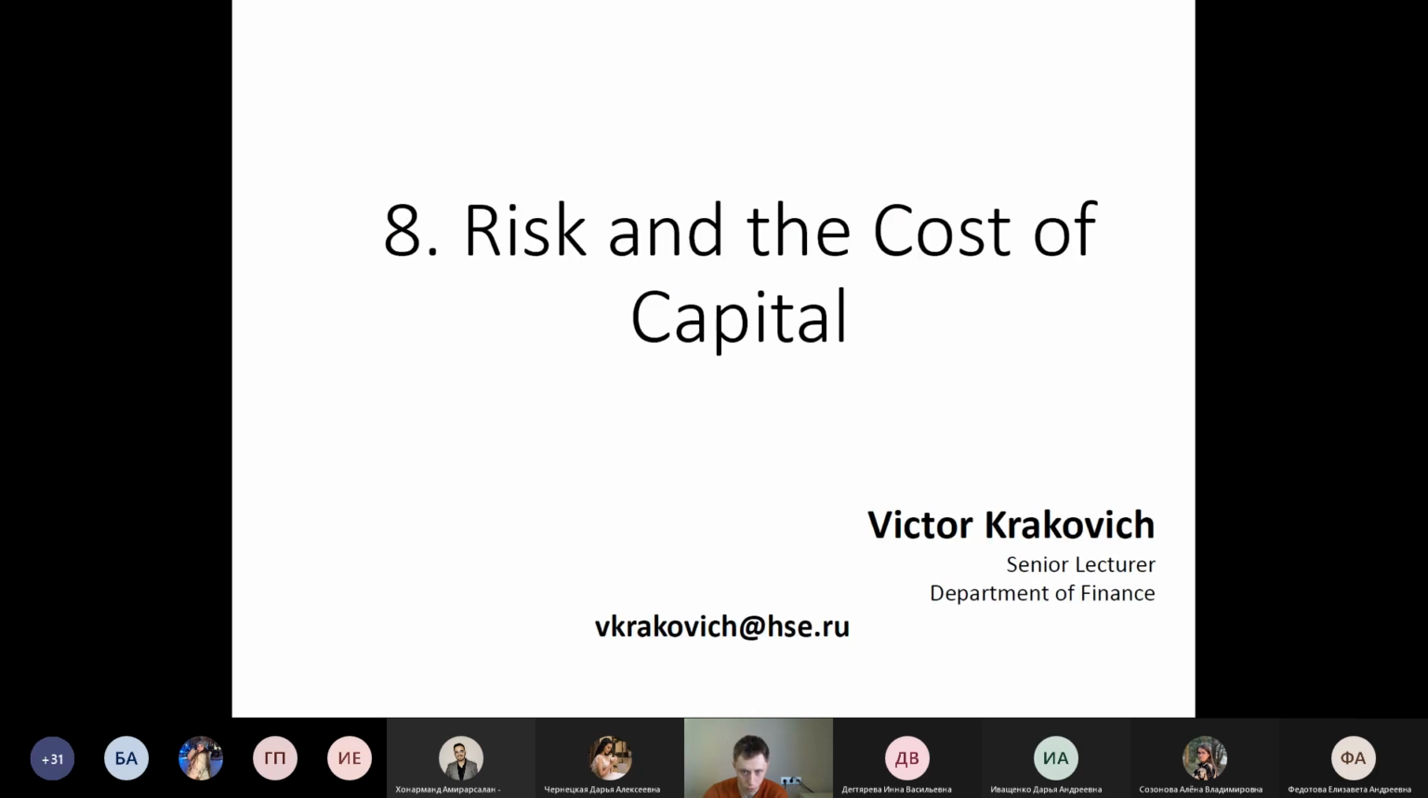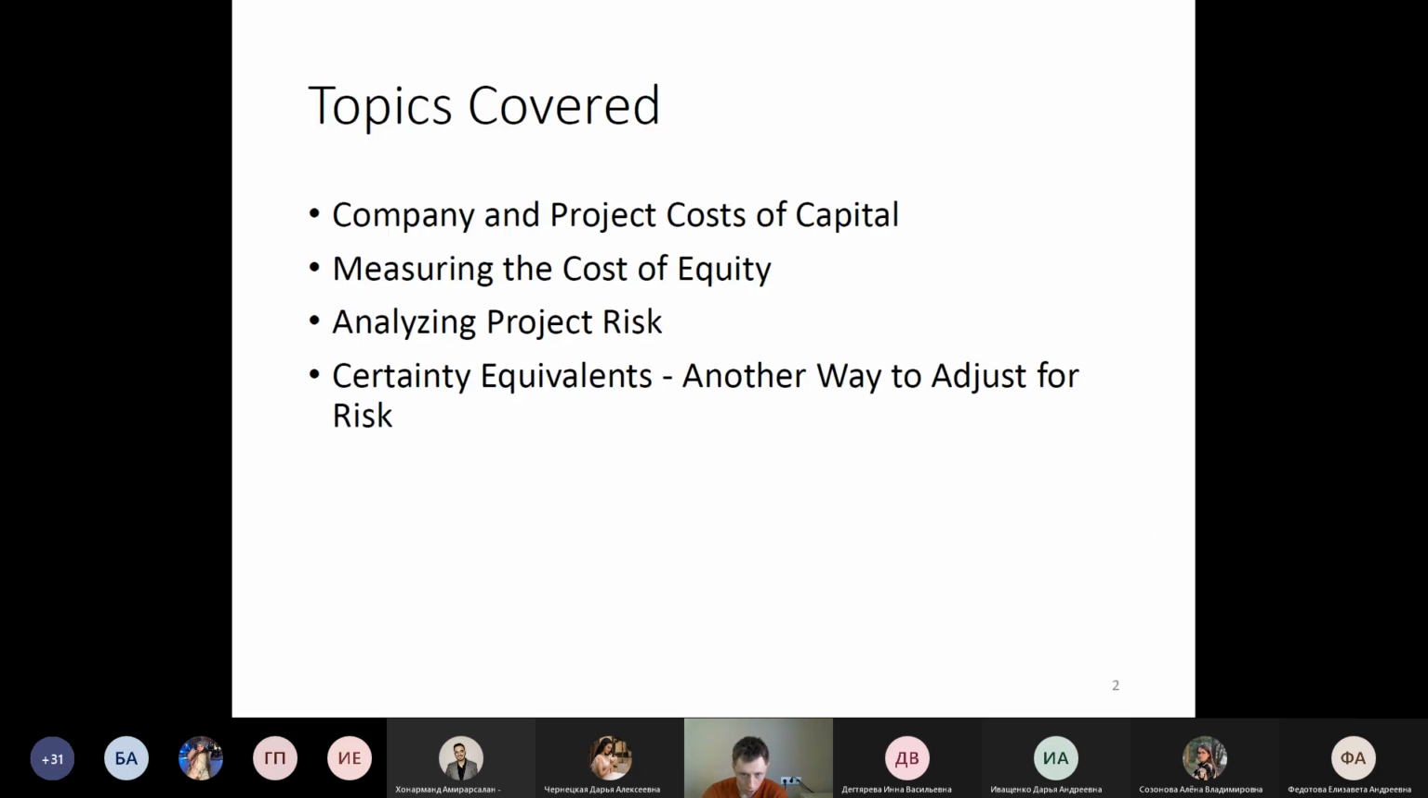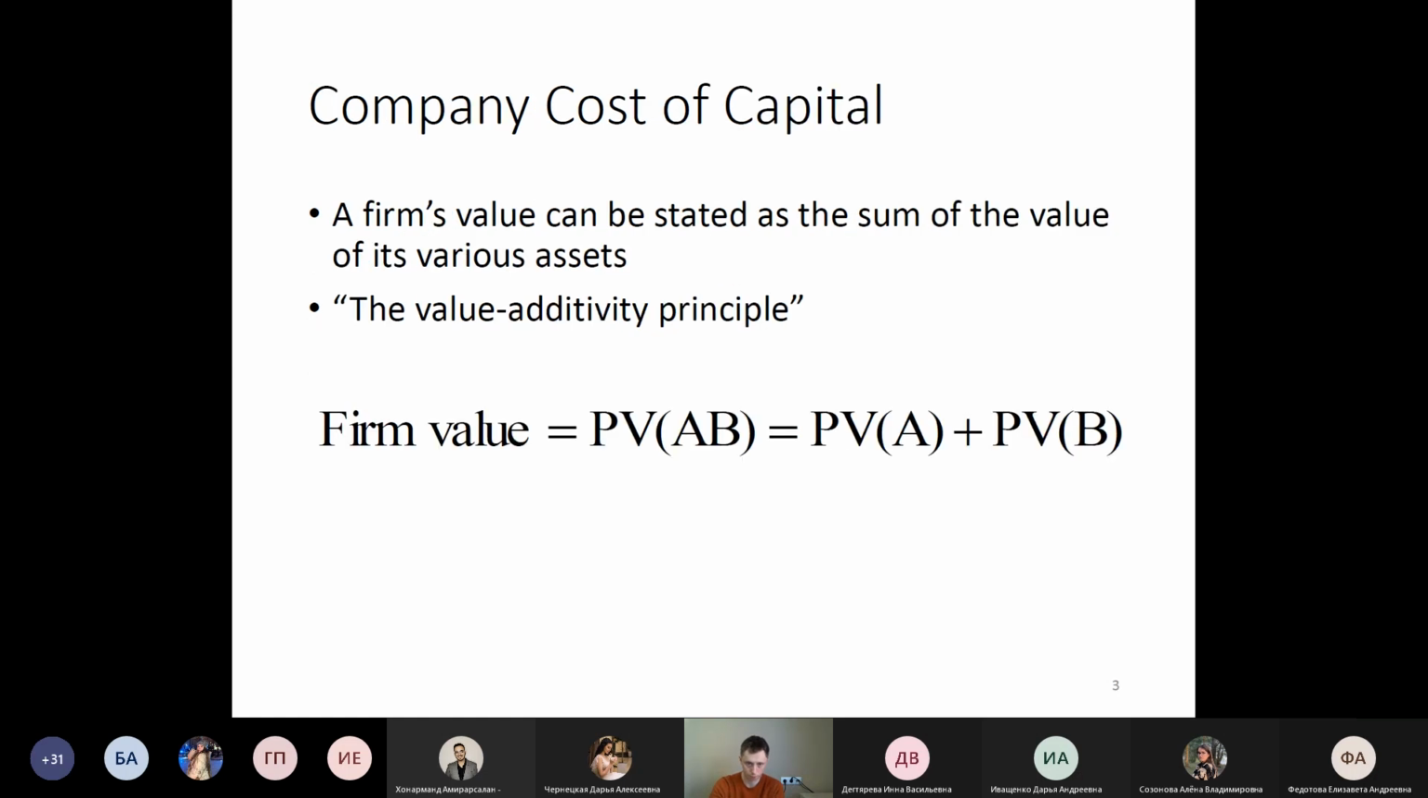Here is the risk and the cost of capital. In this topic, we analyze the project risk, the cost of capital, and also some alternatives for adjusting the project for the risk. Because, as we discussed, more risky projects should have higher return, and therefore in our discounting strategy, we should consider the riskiness of the project in order to have an adequate estimation of the net present value of such projects.